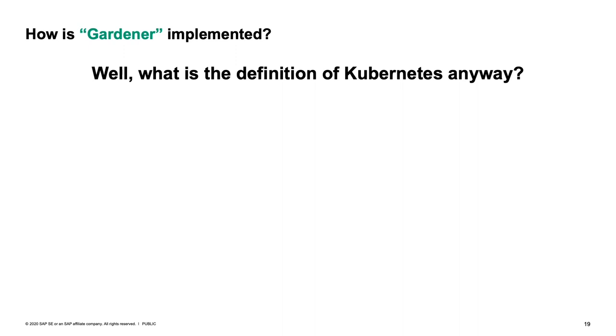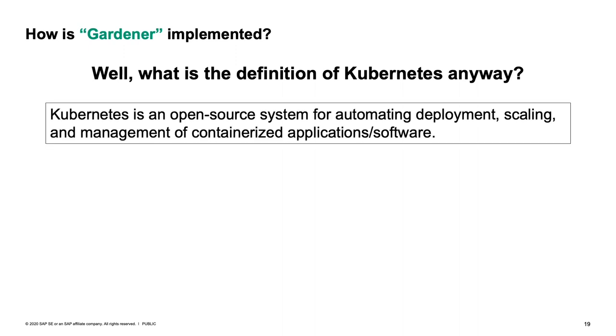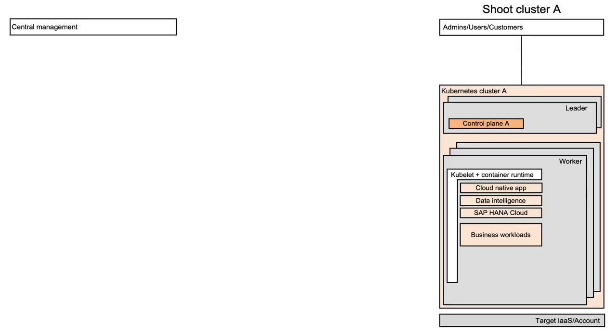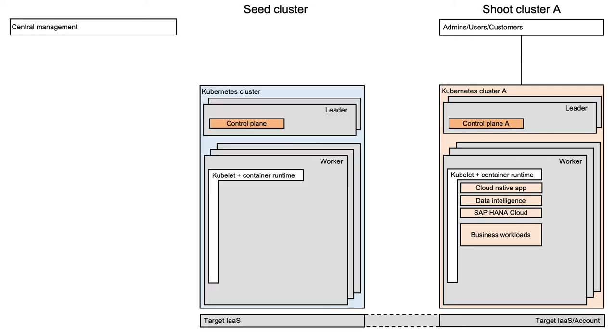Let's look at the definition of Kubernetes. Kubernetes is an open source system for automating deployment, scaling, and management of containerized applications. And as Kubernetes is software itself, we use Kubernetes to deploy, host, and operate Kubernetes. We call that inception or kubeception. So it's recursive. Going back to our picture, you will have seen there appeared shoot cluster A on the right side. What we do is we create another Kubernetes cluster that can be a classical Kubernetes cluster, but can also be one that is managed by Gardener, which we mostly do in our environments.